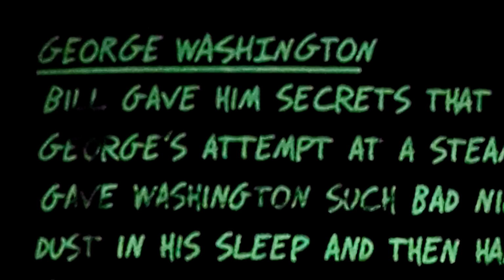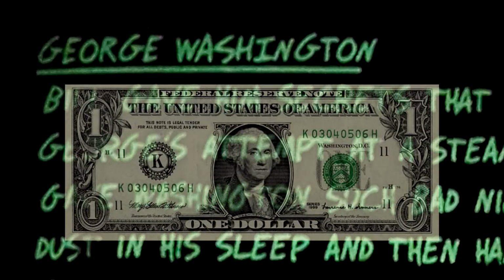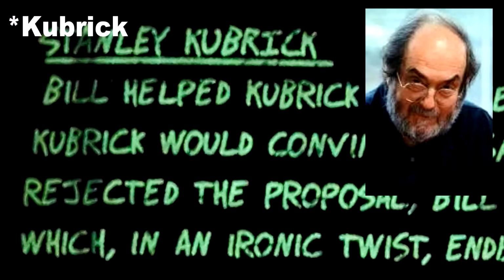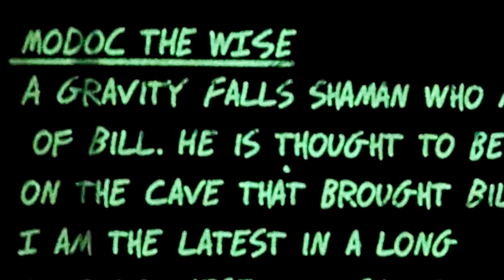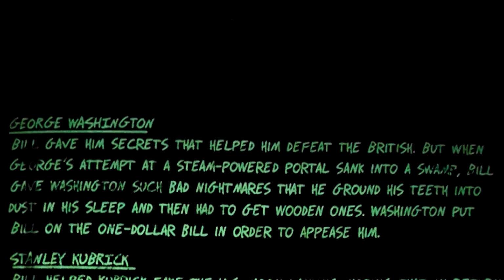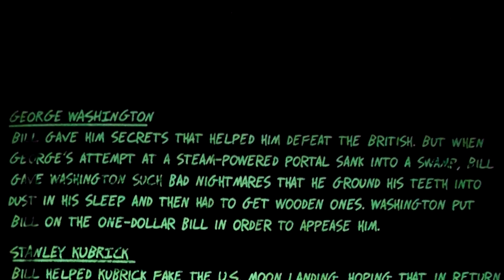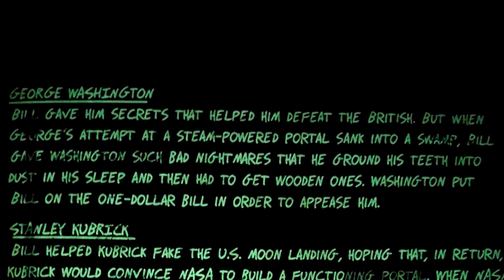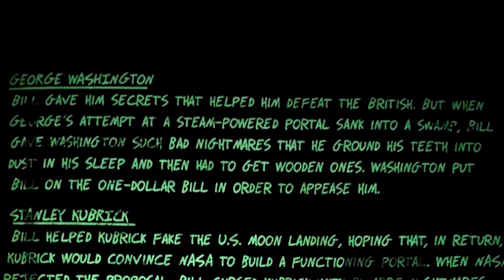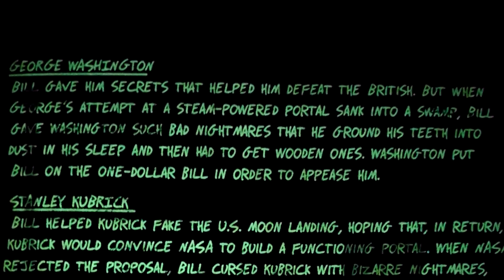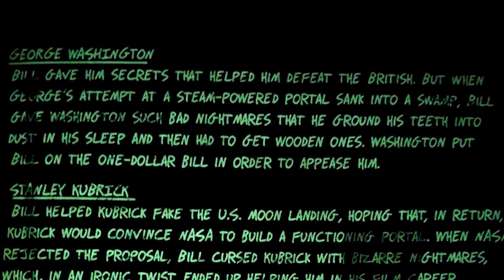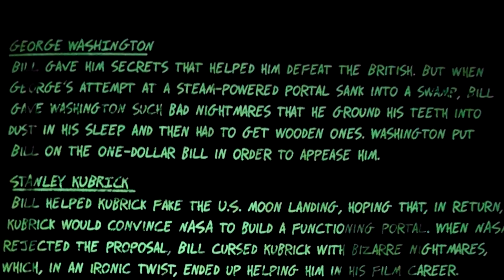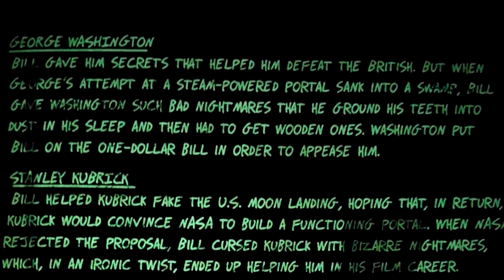There's a story about George Washington. Don't know if you guys have heard of him or not. You should. Stanley Kubrick, and Modoc the Wise. Alright, this is an interesting story about George Washington. Bill gave him secrets to help defeat the British, but when George's attempt at a steam-powered portal sank into a swamp, Bill gave Washington such bad nightmares that he ground his teeth into dust in his sleep. Oh wow. Okay, and then he had to get wooden ones. Washington put Bill on the $1 bill in order to appease him.